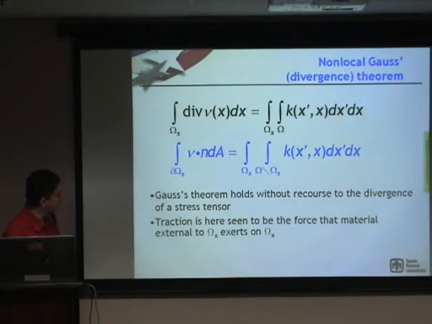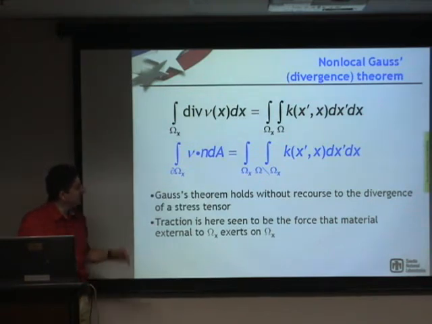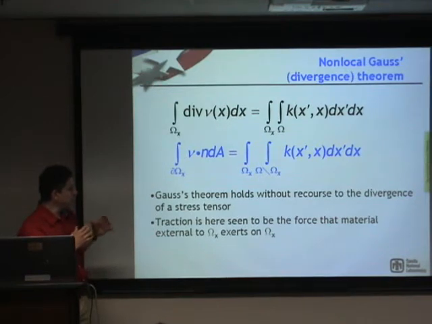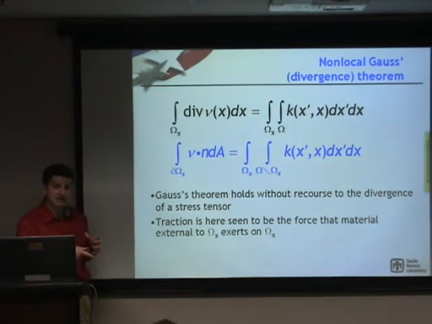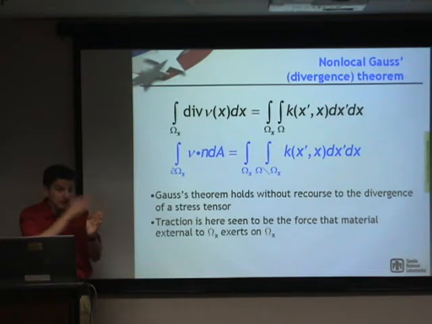And traction. So what does traction here seem to represent? Again, I broke this down for you, but let me explain it again. It represents the force that the material external to omega x exerts on the material in omega x. So that's traction. Now it's not just relegated to what happens at the surface, but everything on both sides of the surface.